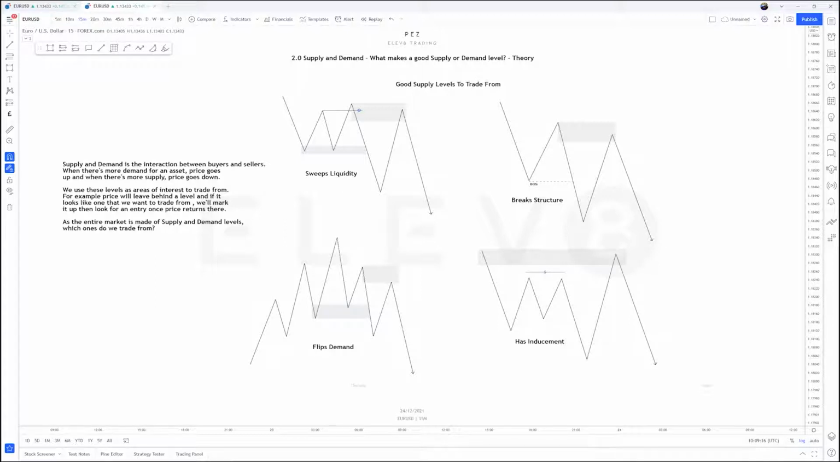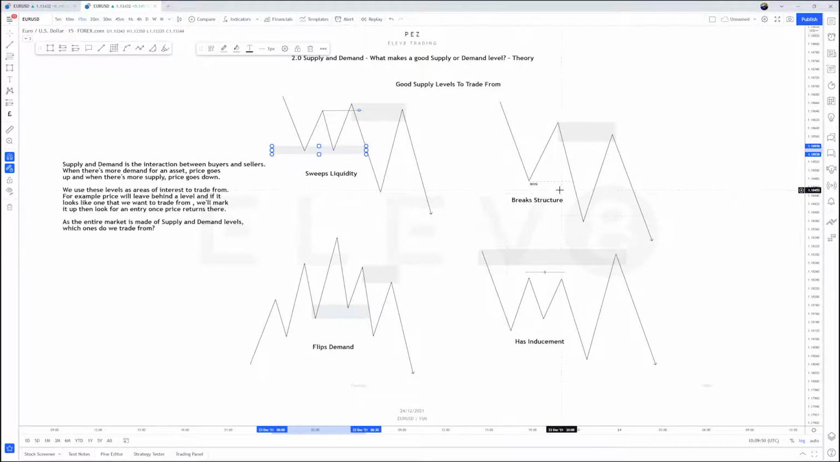So here you can see 4 examples of supply levels to trade from, and the first one sweeps liquidity. So as you can see, price comes up, taps into demand here, sweeps this high that's created by tapping into demand. So the demand will be somewhere from the left. Price comes down, up, creates this high, sweeps it, leaving behind the supply level, and then breaks the demand. Therefore, we look to enter from this supply here.